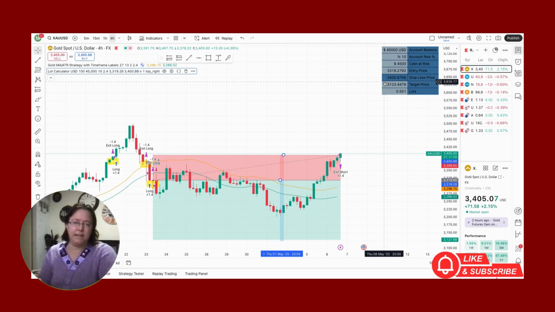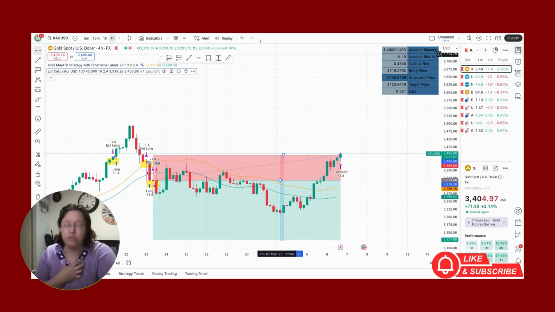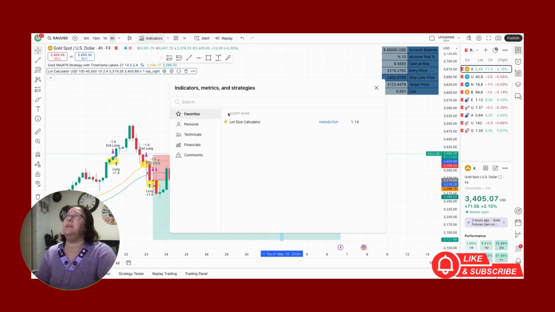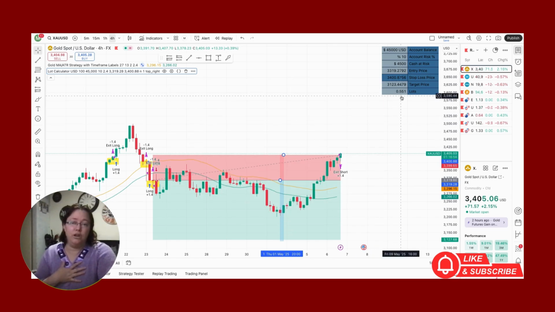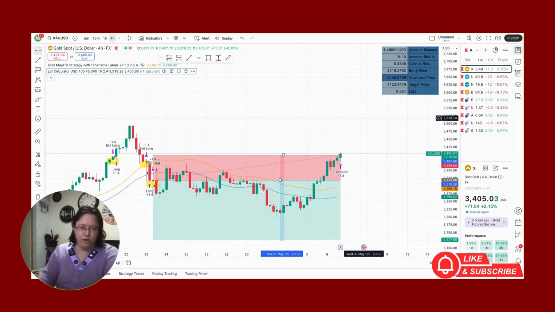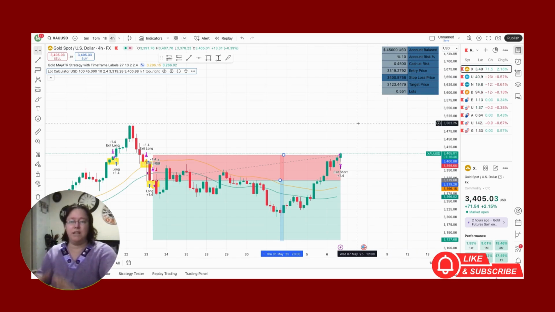So this is a lot size calculator that I personally like to use. If you want to use it, by all means, let me just show it here again. It is the lot size calculator from Mellow DIC Fish. This is my personal one that I like to use on TradingView. It's easy. It keeps my parameters in here. I absolutely love it. It's entirely up to you. But this is pretty much how it works.